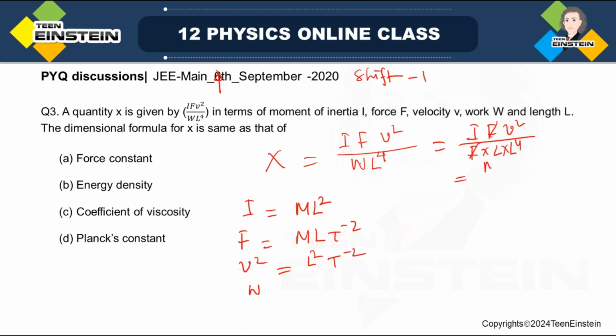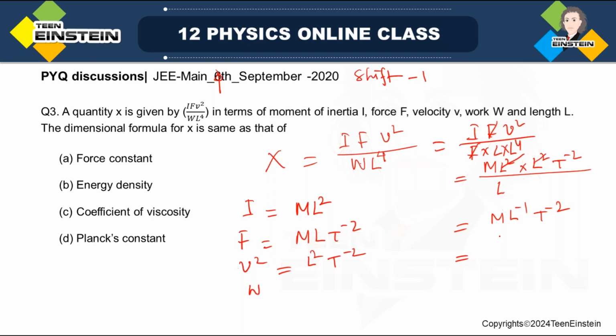I have m L square, and here L square t to the power minus 2 divided by L to the power 5. So what we have here, this 4 will cancel with this, so 1 L will be there in the denominator, t to the power minus 2 will be there. Okay, so m L to the power minus 1 t to the power minus 2.